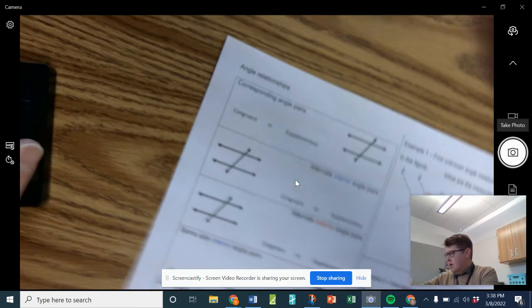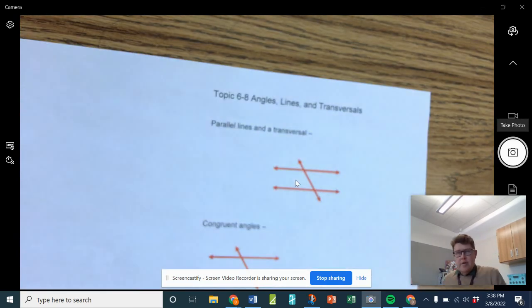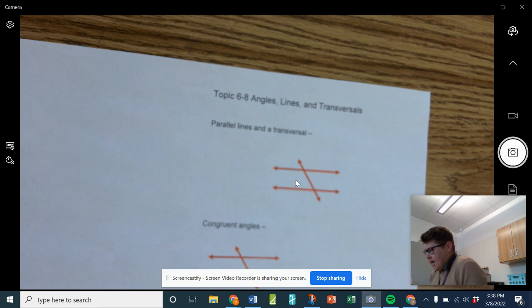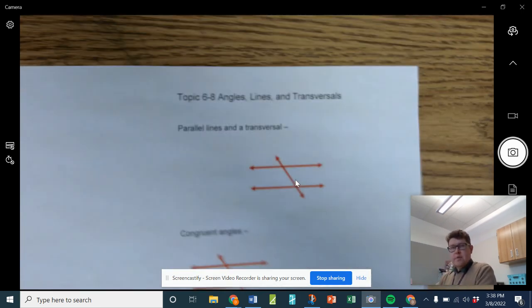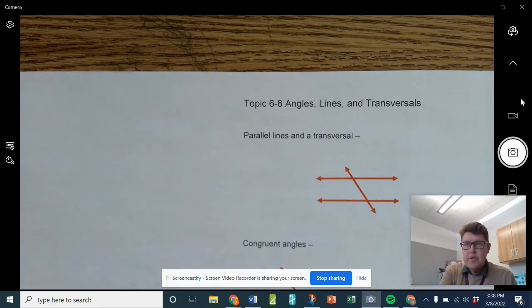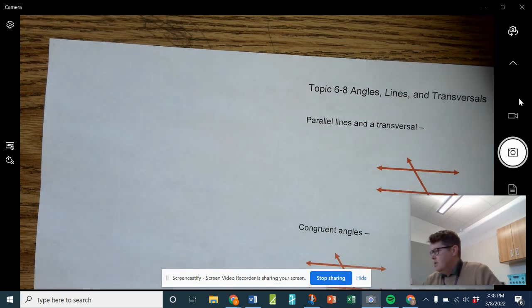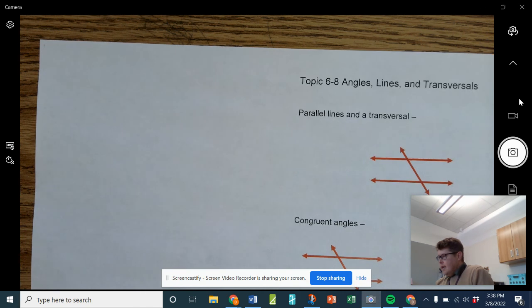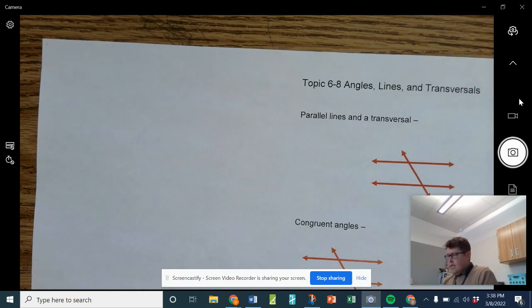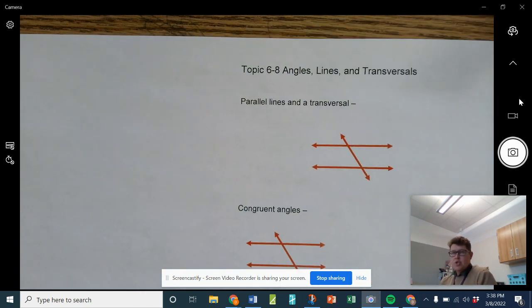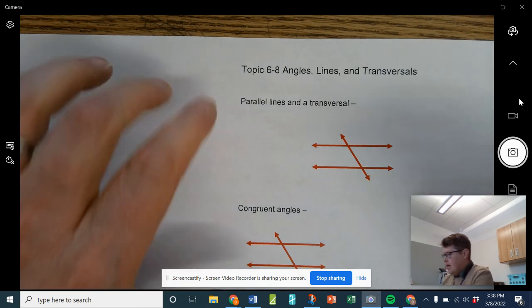Hey guys, we are continuing the last part of chapter 6. Just talking more about angles, lines, and transversals. This is an extension of what we kind of introduced yesterday. So we've got angles, lines, and transversals. These situations occur when we have parallel lines and a transversal.